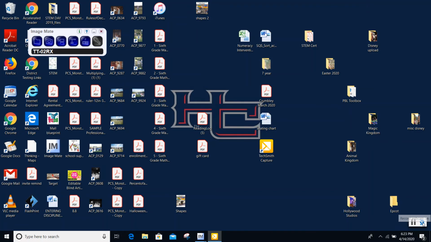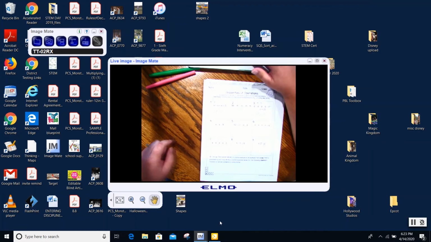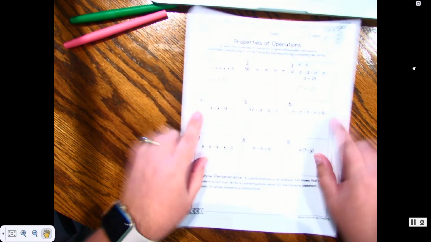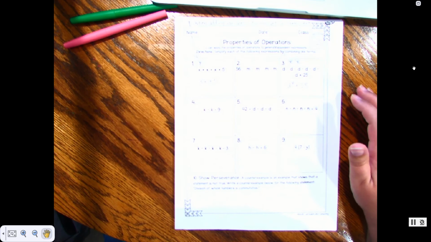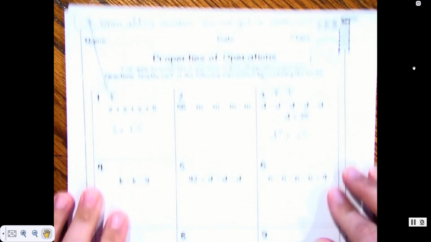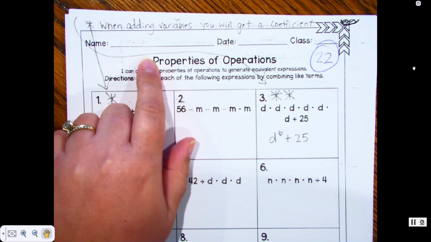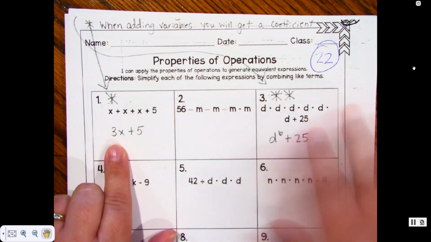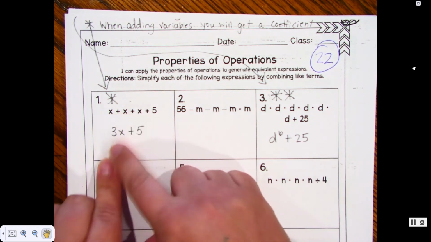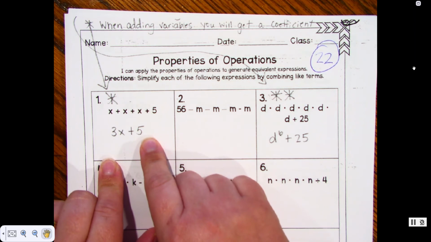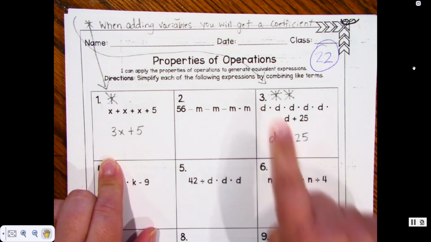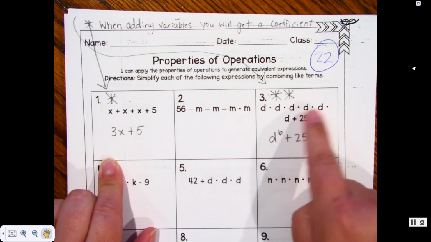So let's go here to this. I'm gonna make it full screen. All right. Page 22 is the properties of operations. Ms. Coggins wrote a note, and the Coggins machine cut it off. The second part. When adding variables, you'll get a coefficient. Like on this one, we had x plus x plus x, so we got 3x plus 5. And the other one said when multiplying variables, you will get an exponent like here. So we multiplied d times d times d times d times d times d.